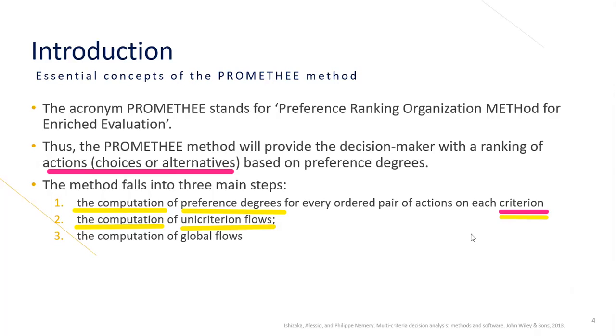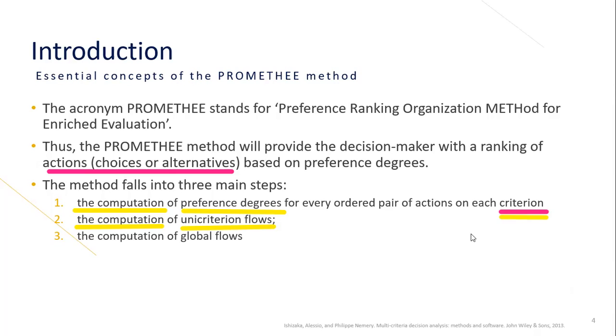Simply speaking, this Unicriterion flow will help you depict or illustrate which action or which alternative is preferred one to another for each criteria. Based on the graph itself, you can see, okay, this one will be more preferred compared to the other one. But only for each criteria.